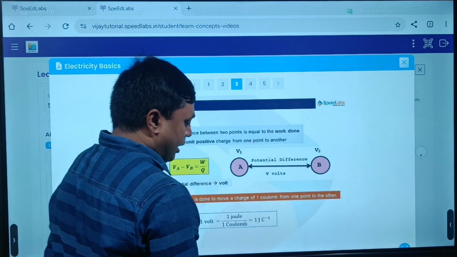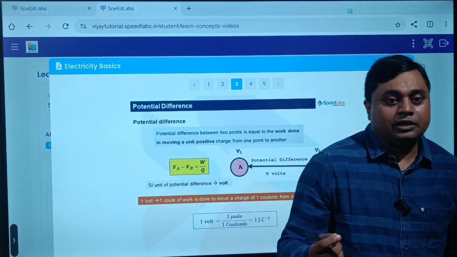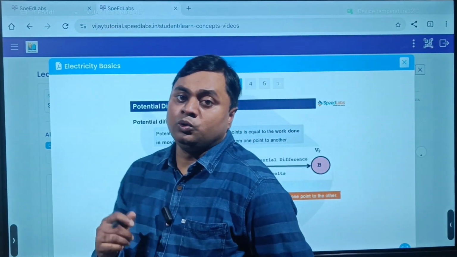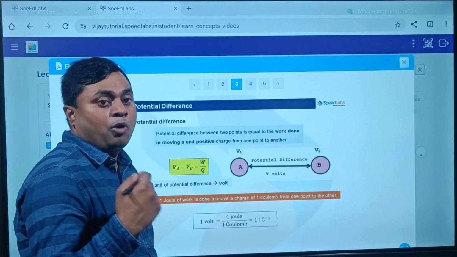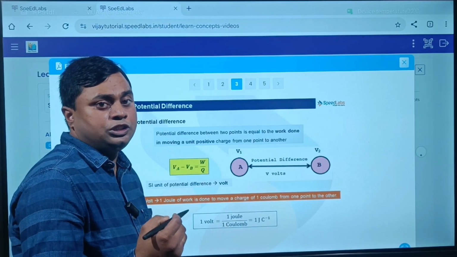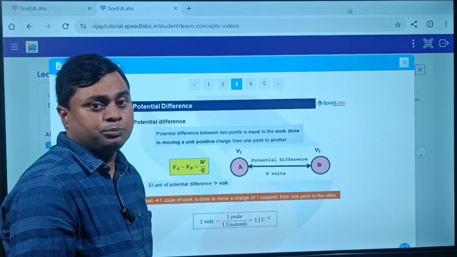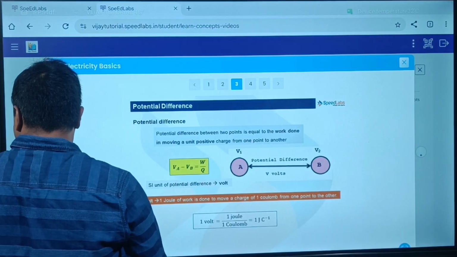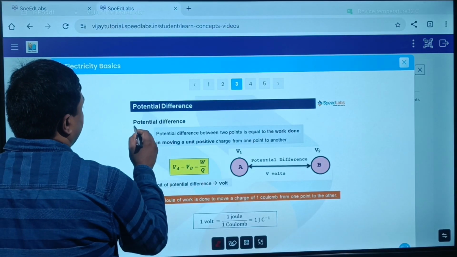So wherever there is a charge, there is a field. Potential difference. Here what happens, children? Charge is moved from one point to another point, and the amount of work done to move a unit positive charge from one point to another is called potential difference.